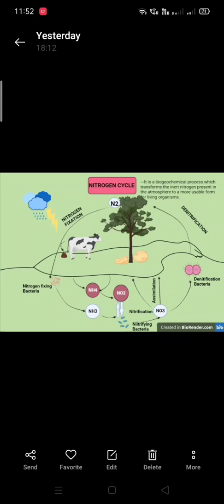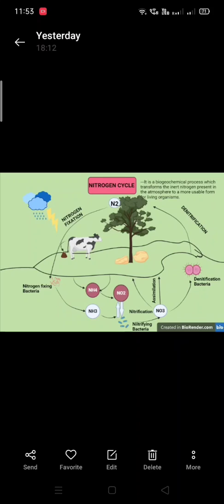We are going to discuss the nitrogen cycle, which is among the mineral cycles. By the name, we can guess that the nitrogen cycle is the cycling of nitrogen between the abiotic and biotic components of the environment. Nitrogen cycle is basically a biogeochemical process that transforms the inert nitrogen present in the atmosphere to a more usable form for living organisms, because nitrogen cannot be used directly from the environment.